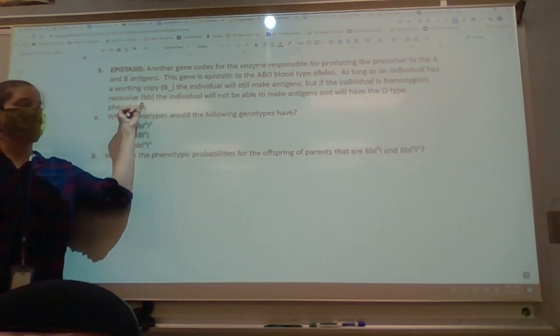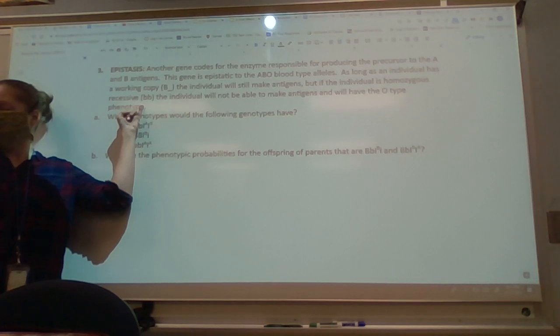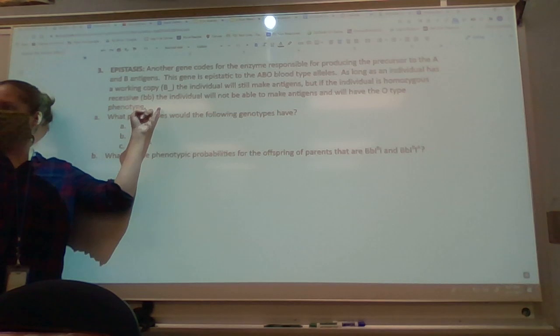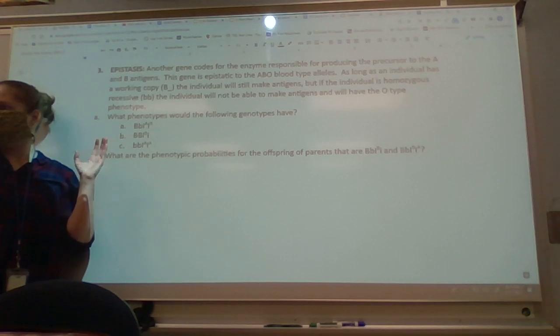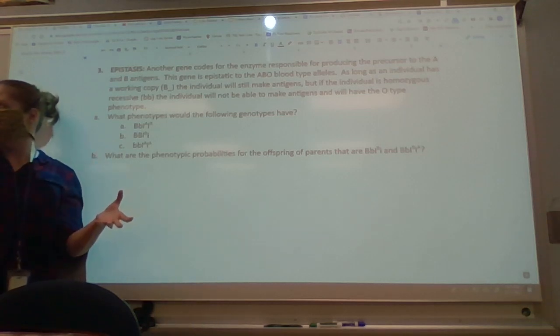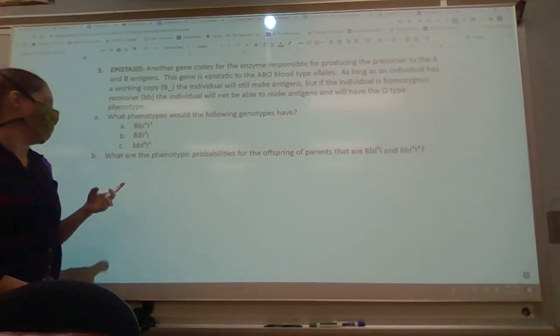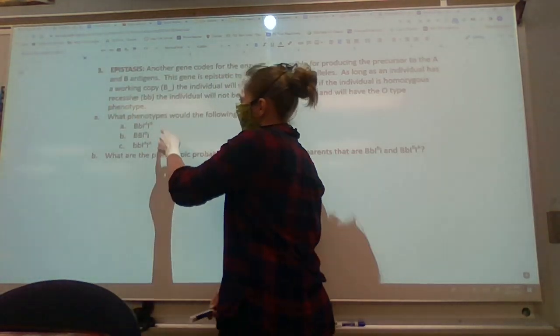If you're homozygous recessive, you can't make any antigens, period. So it doesn't matter if you have the IA or the IB or the little i allele, you're always going to have what blood type? Oh, okay, that's why it's epistatic, because that gene, if it's homozygous recessive, is going to mask the other antigen allele.